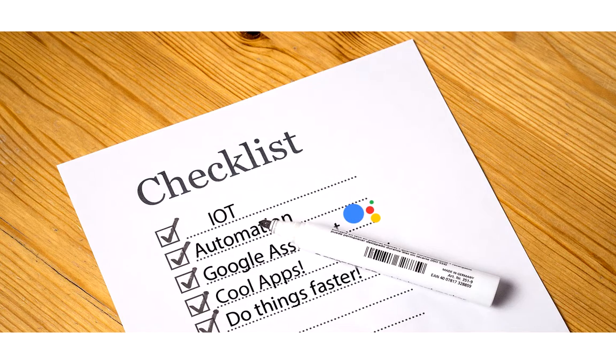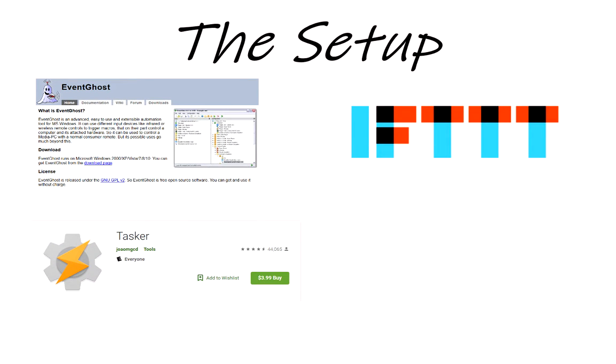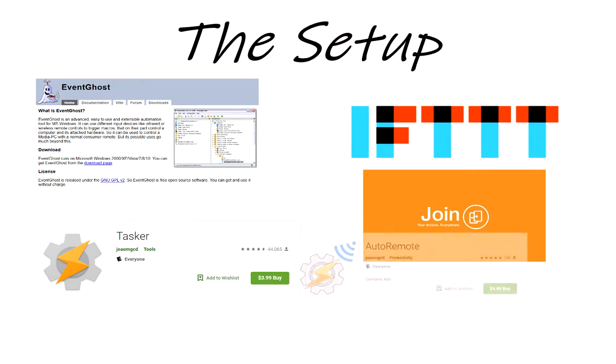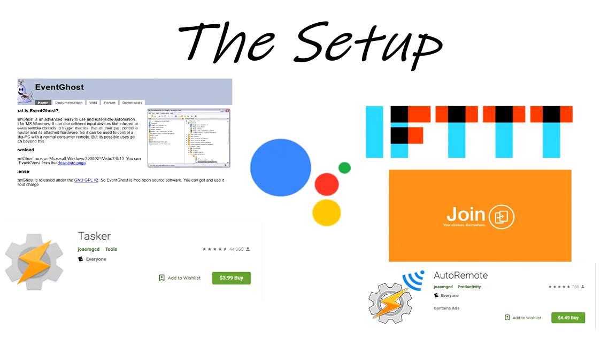Some automation options are not, however, made conveniently for consumers, and today that is what I want to talk about. Using Event Ghost, If This Then That, Tasker for Android, Join for Android, Auto Remote for Android, and Google Assistant, it opens up options for automation within the Windows operating system. With that, let's begin.